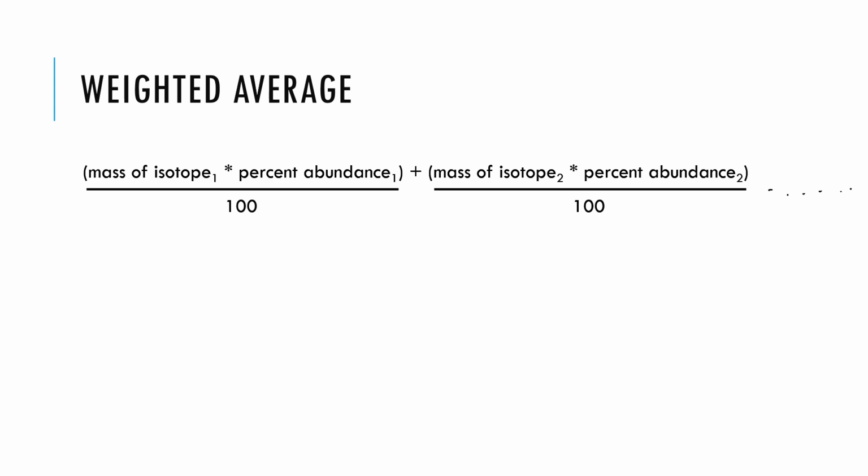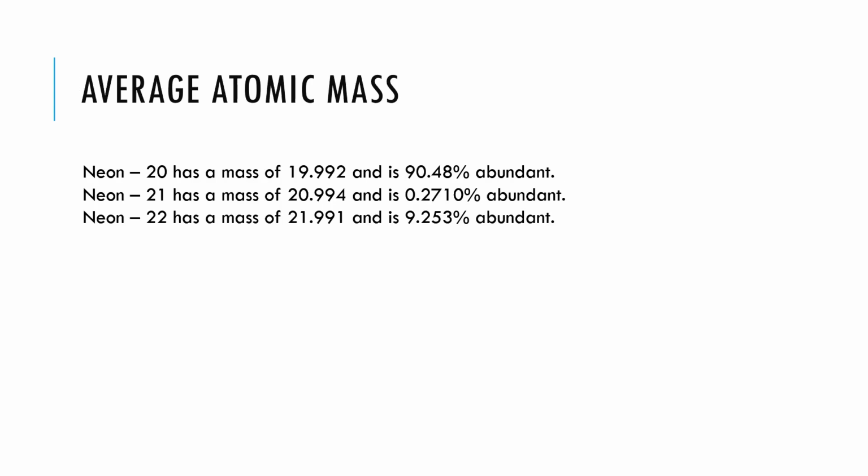Now let's look particularly at neon. Neon has three isotopes: neon 20, neon 21, and neon 22. And we can see here that neon 20 has 90.48% abundance. That means that if you had a sample of neon, most of it would be the neon 20 isotope. 90% of neon is made up of that one isotope. 9% is neon 22, and a very, very tiny percent, 0.2710%, is neon 21.